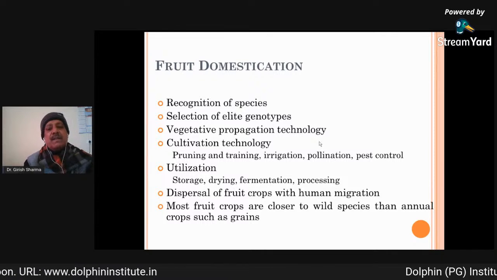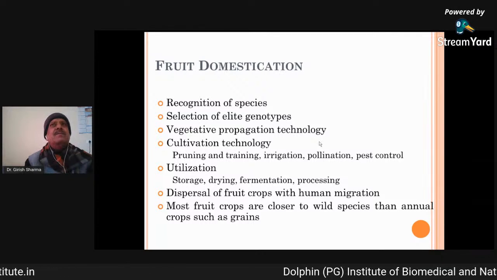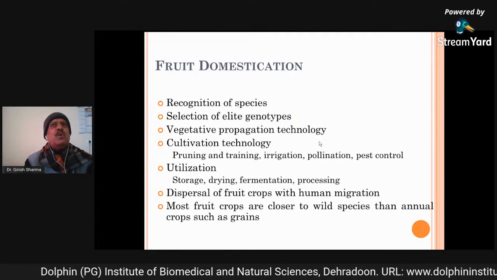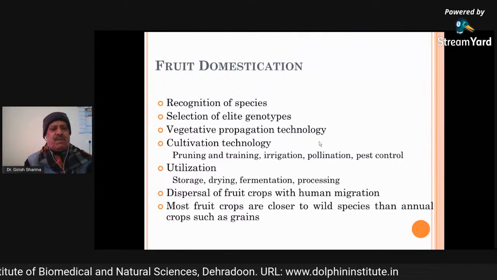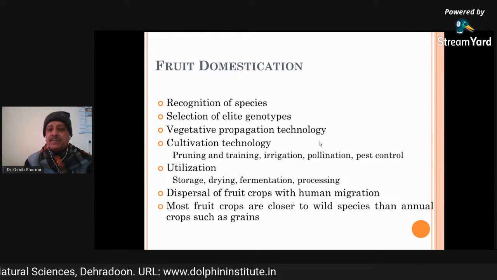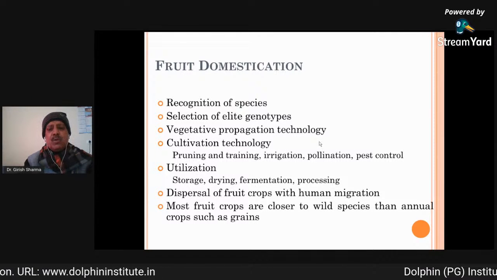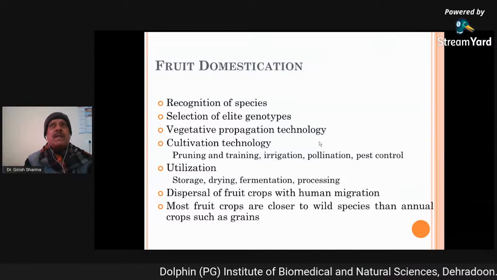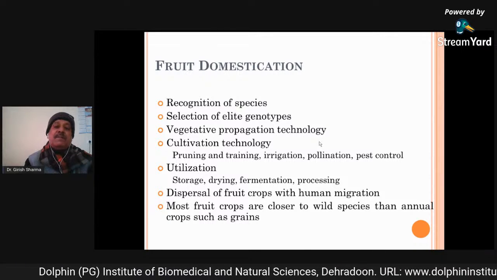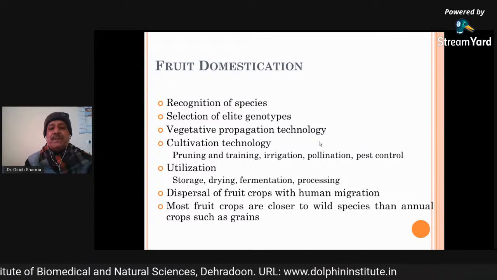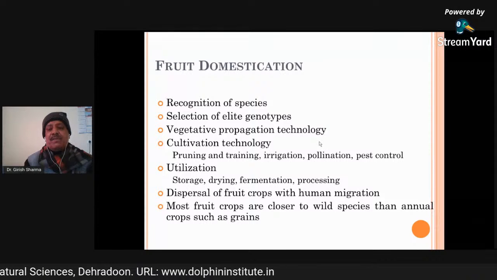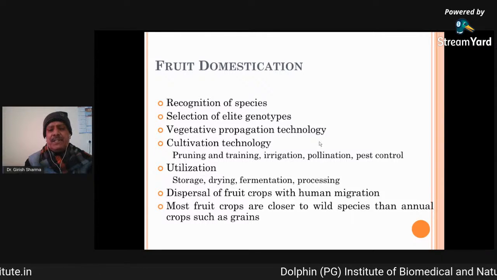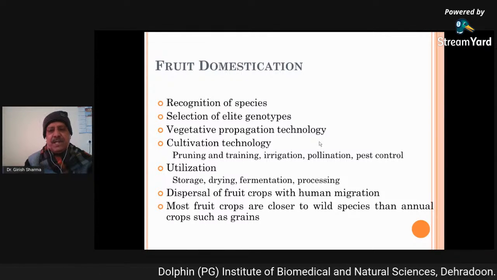Such is the importance of acclimatization of crops, and this happens only when climatic conditions are equivalent to those that prevailed in its place of origin. And finally, most fruit crops are close to the wild species than annual crops. This is important because fruit crops are usually propagated asexually, and there are less chances of changes. Once they are hybridized in nature, ultimately they cause variation.